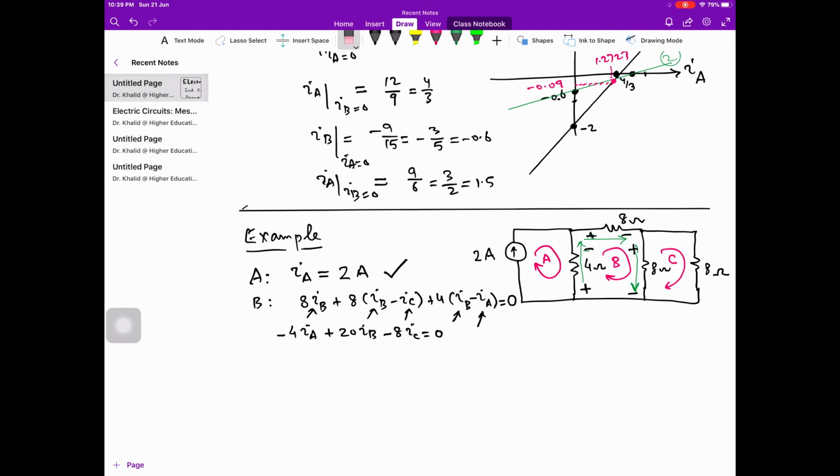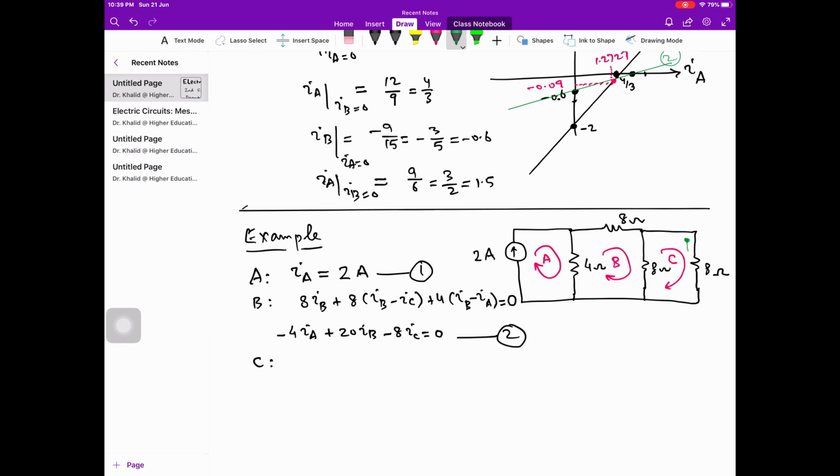Now we can say that this is our equation 1. This is our equation 2. Here C, mesh C. So we are writing the equation for mesh C. In mesh C, we start from here. Look at the circuit diagram.